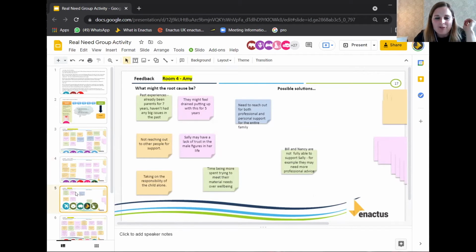So we have, again, this theme of time needing to be spent on looking after Sally's basic needs rather than being able to just look after her well-being. And there's no other people around who they can reach out to for support. And then the solution is that Bill and Nancy might need to be getting some professional advice. We'll go to the next group.